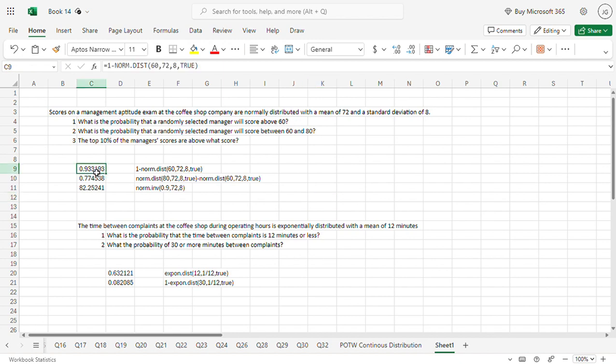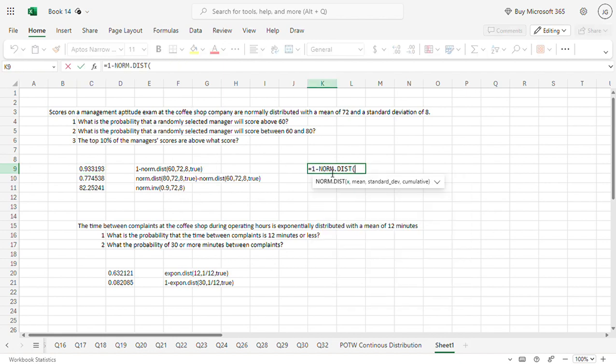The first thing we need to identify is what function we're going to use. Well, we just did that. That's going to be the normal distribution. So to do that, we're going to do 1 minus norm.dist, and then we're going to plug in. If we look at the function, our x, which is what we're solving for, is 60, our mean is 72, our standard deviation is 8.